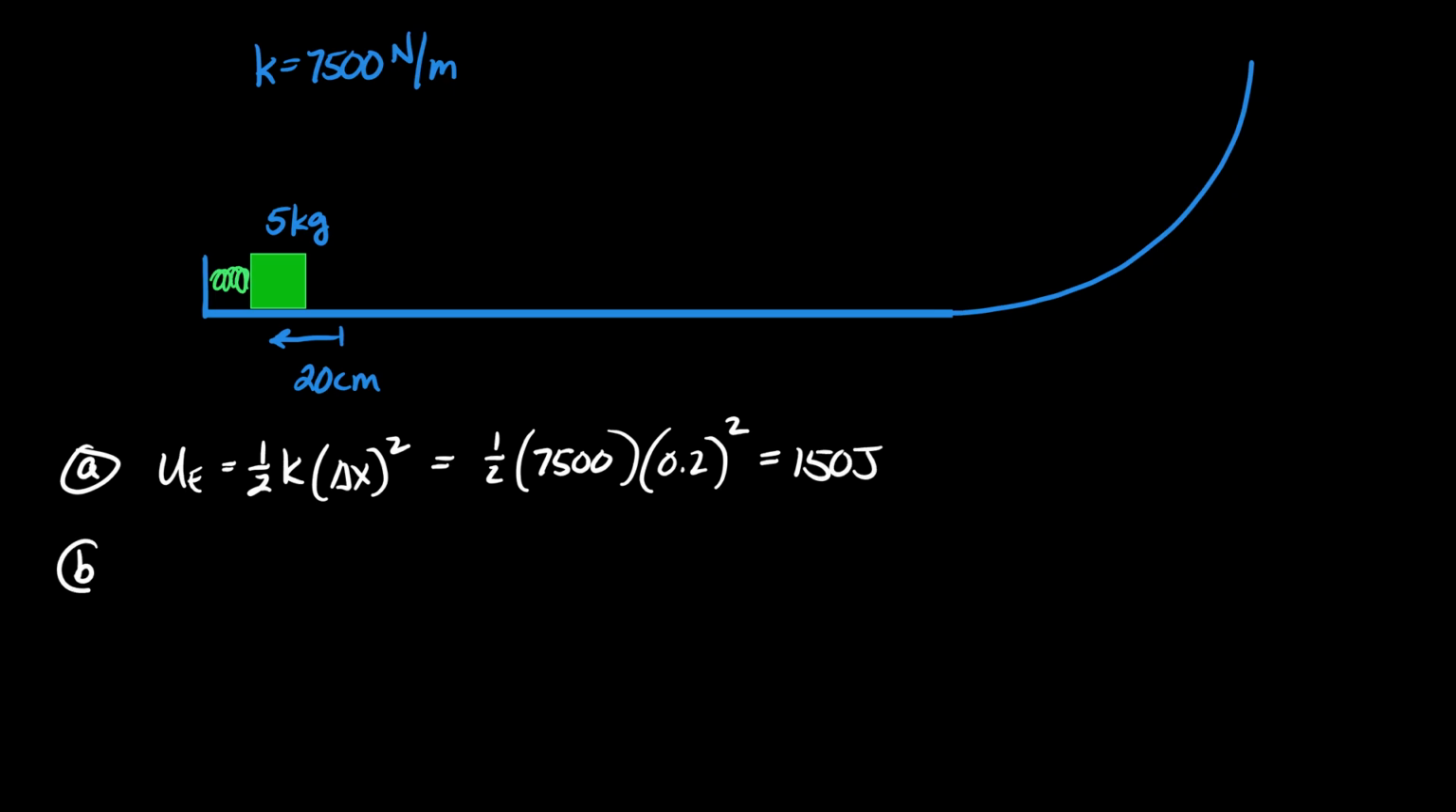Question B. How much elastic potential energy is stored in the spring? 150 joules. That okay with all of you? Not terrible? Question C. Assuming the floor and the ramp is frictionless, how fast is the block going after it leaves the spring?